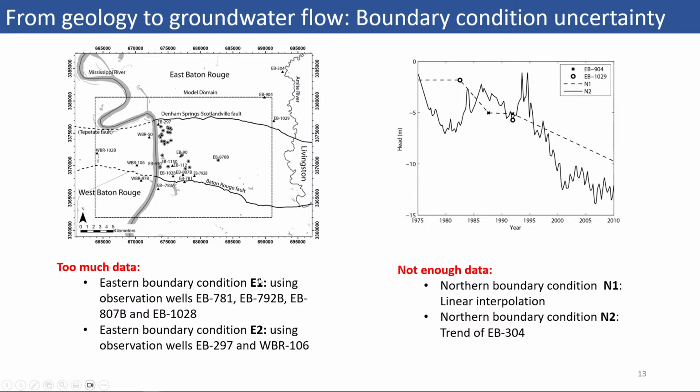And here we could use E1 or E2. So remember from the geology, we had 6 models. From the flow, we have another 2, so 6 times 2, that's 12 models. And from this one, another 2, that's 24 models. Okay, so now we have 24 models.